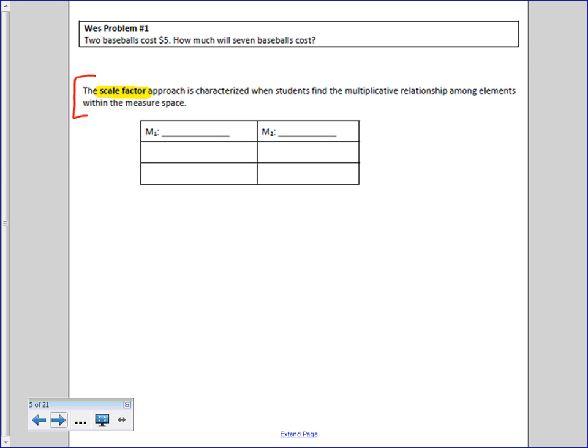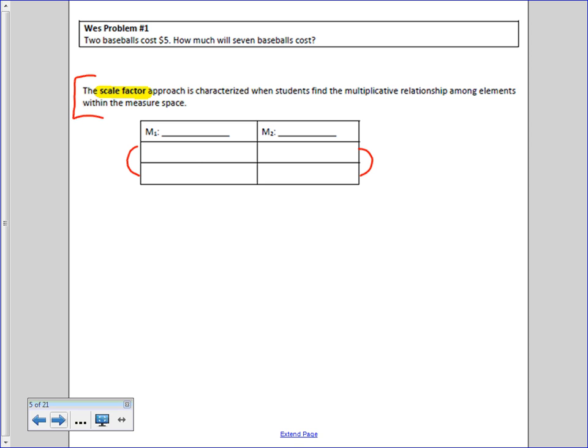We can also do it using the scale factor approach. And again, I would put this in your yellow pages. The scale factor approach is characterized when students find the multiplicative relationship among the elements within the measure space, meaning we're going to go between these two, either going top to bottom or bottom to top.